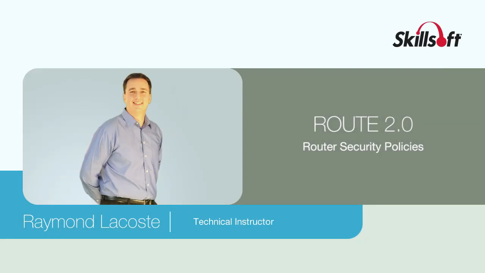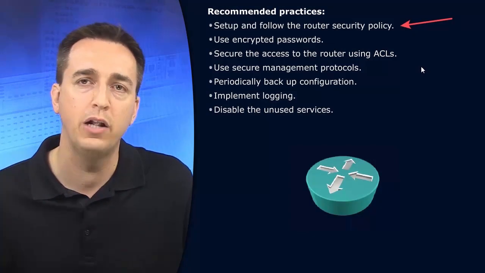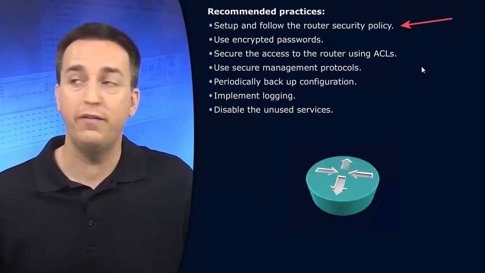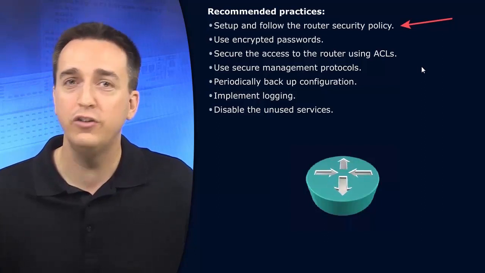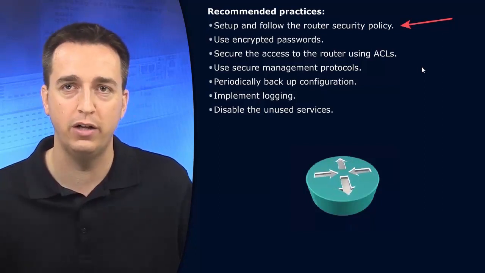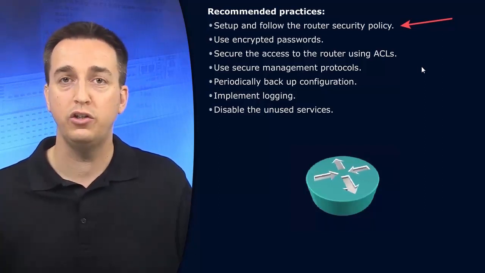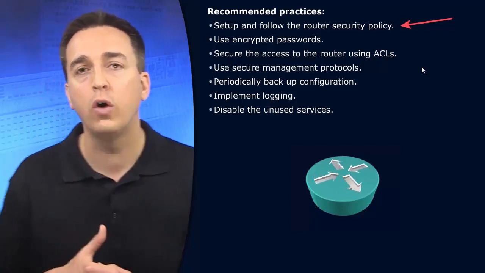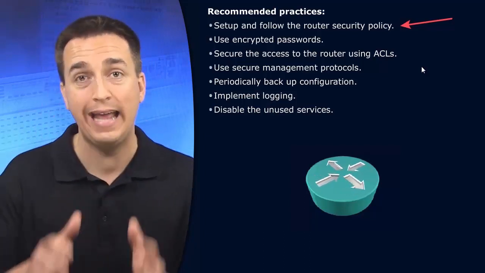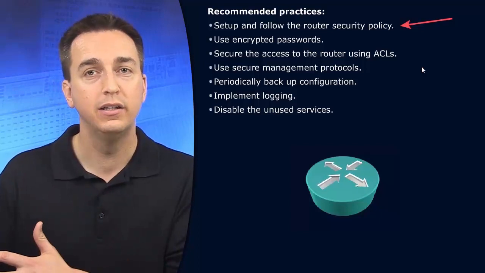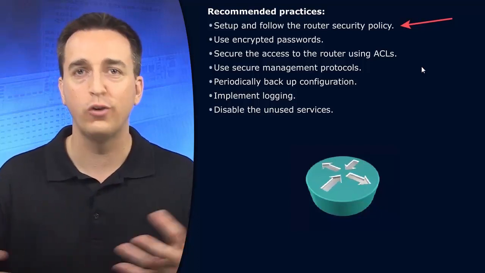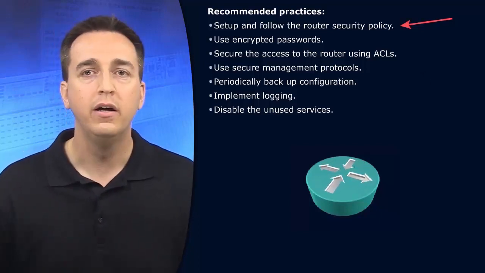The first item on our list is the router security policy. How many of you have a router security policy? You should. You should also have a switch security policy. You should also have an end user security policy. There are many policies that you will have in your organization identifying what can and cannot be done in regards to the devices or users or services that are being offered.